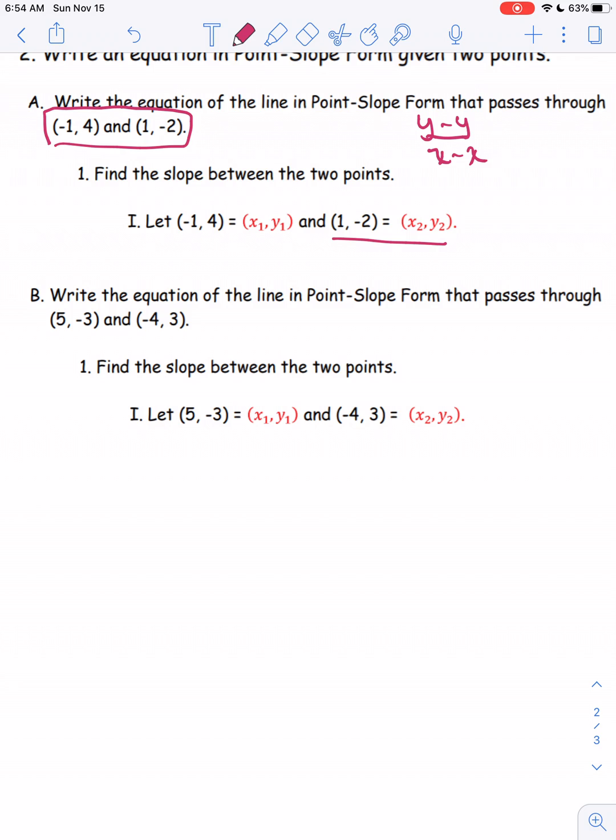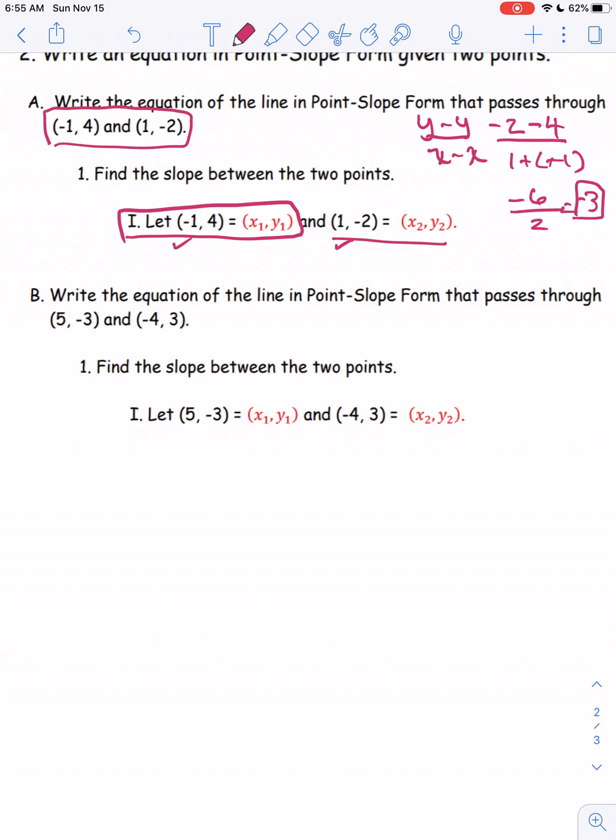So I'm going to say that we have negative 2 minus our other y, which is 4, all over 1 minus a negative 1. And so on the top, we have a negative 6. On the bottom, we'll make that plus positive. It looks like 2. So it looks like our slope is going to be negative 3. All right. Now, you get to choose which point you want to use in the formula. In this example, they told us, hey, I'd like you to use negative 1, 4. But it shouldn't matter. You'll end up with an equation for the same line.